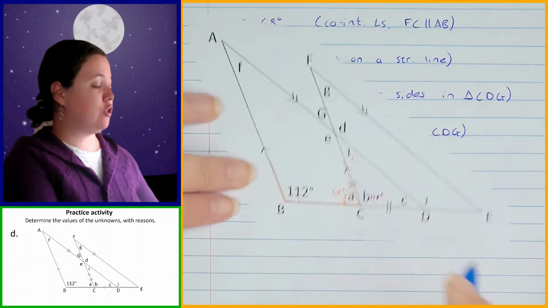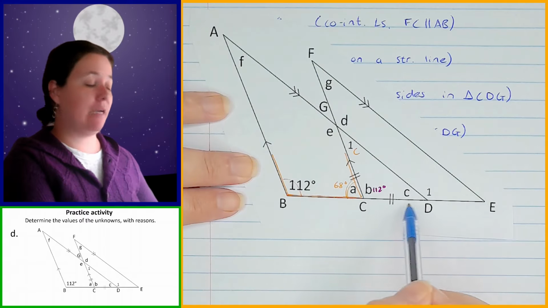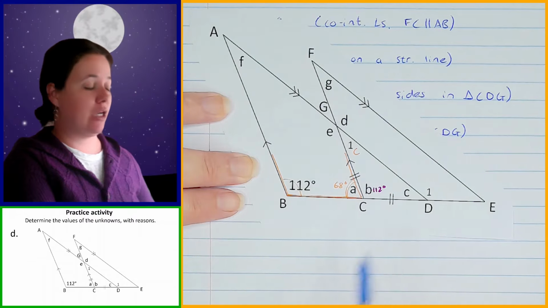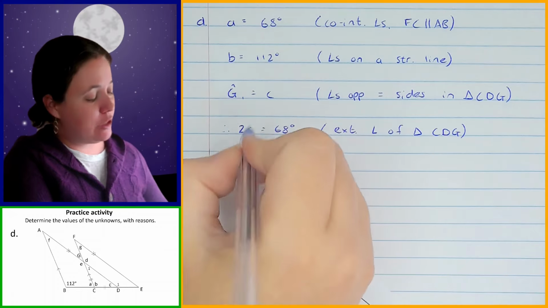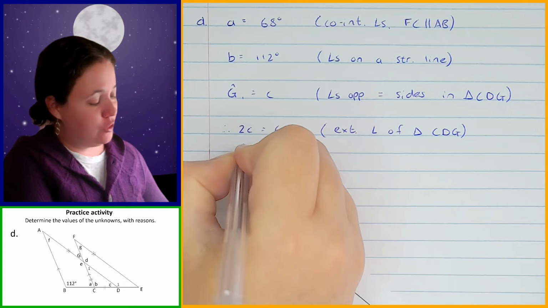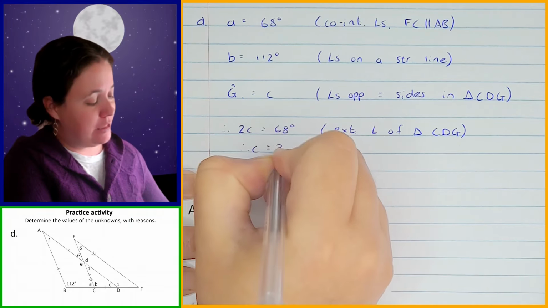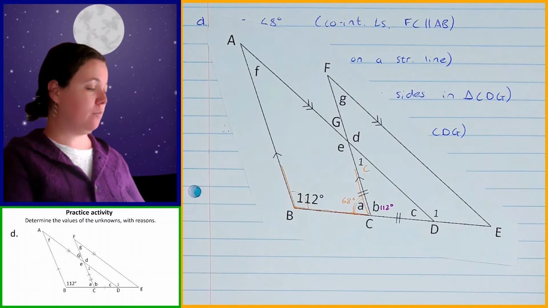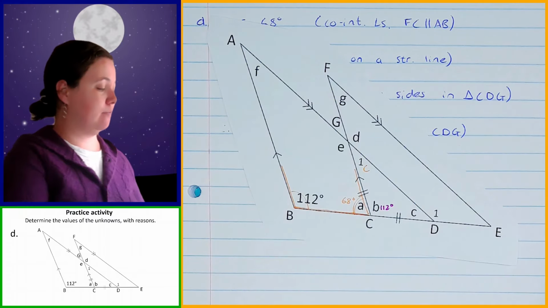But remember, you could also have used the sum of the angles inside that triangle. So 112 plus C plus C would give you 180. Okay, and now I'm going to go and work out what C is by dividing by 2. So therefore C is equal to 34 degrees. So both of these angles over here will be 34 degrees.